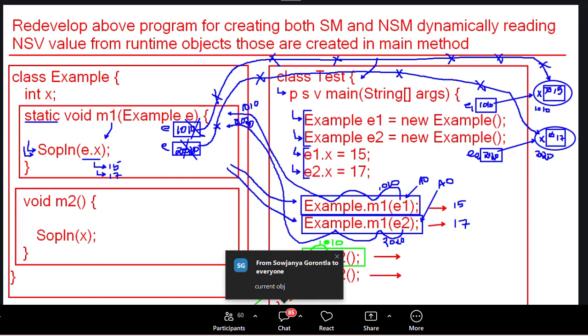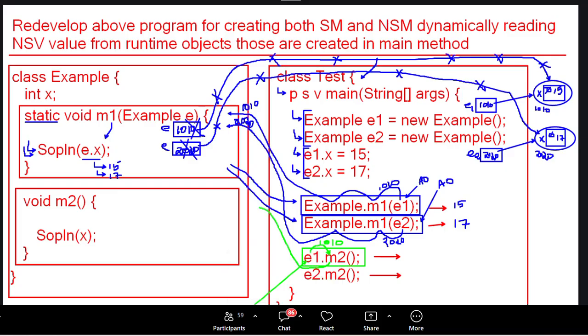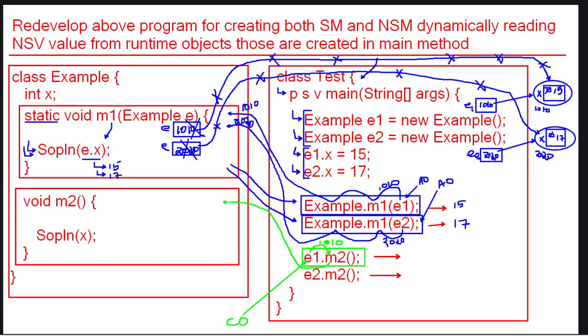E1 is the current object. Why the term current object? Why the term argument object? I will give clarity in the next slide. Now tell me, E1 is a current object. The current object reference is passed as an argument and the example class M2 method is called. Control comes to the example class M2 method with reference what? 1010. Now always in the method, what is executed first? Parameter.